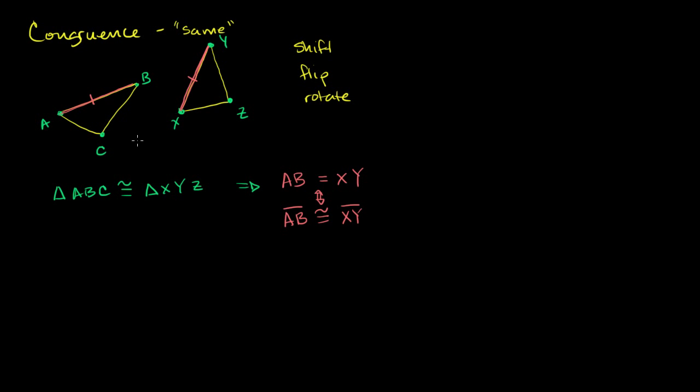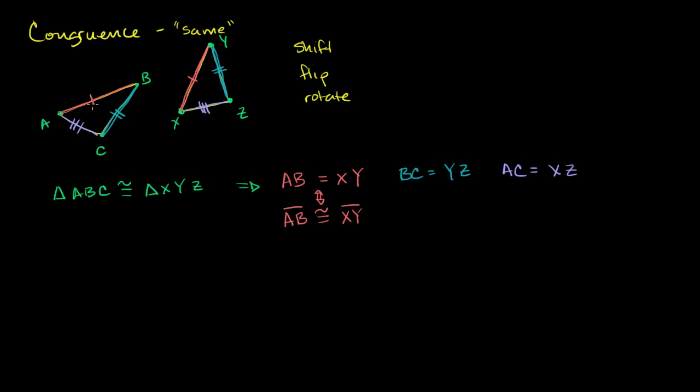If these two triangles are congruent, we also know that the length of BC is going to be the length of YZ, assuming that those are the corresponding sides. We could put these double hash marks right over here to show that these two lengths are the same. And then if we go to the third side, we also know that these are going to have the same length, or the line segments themselves are going to be congruent. So we also know that the length of AC is going to be equal to the length of XZ.